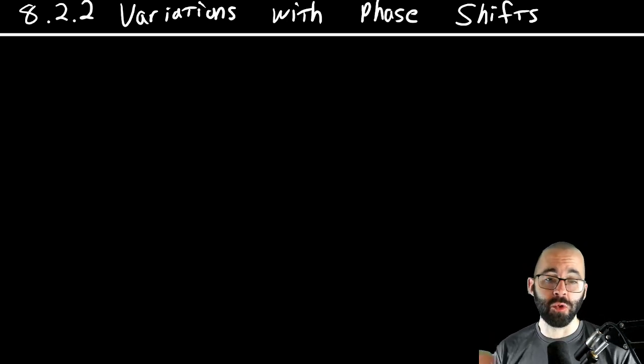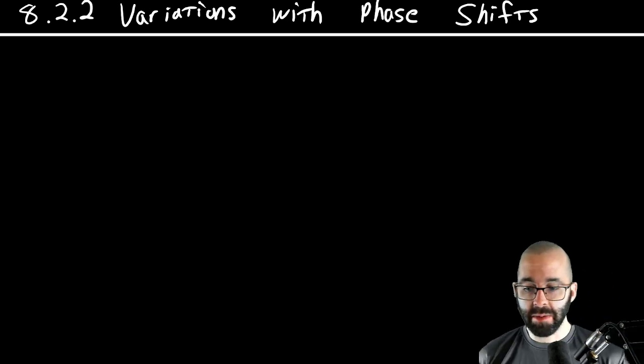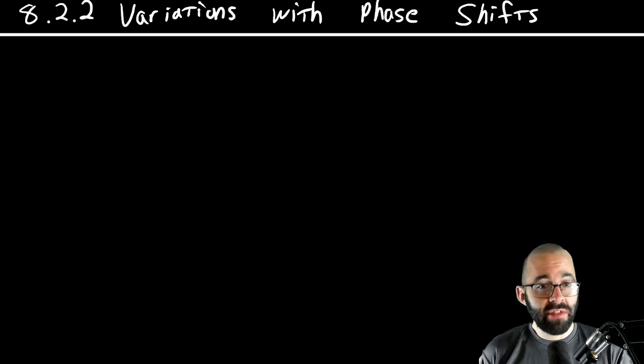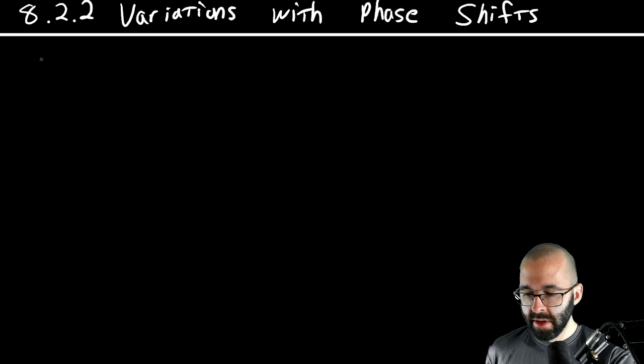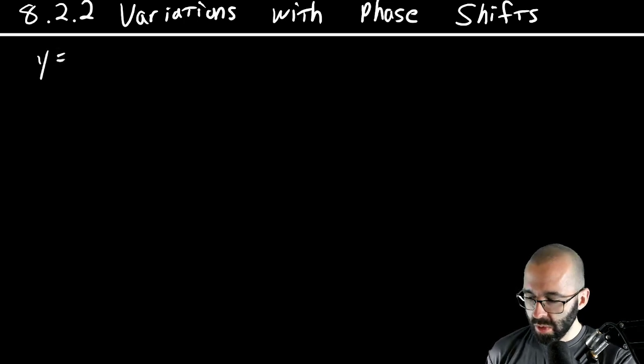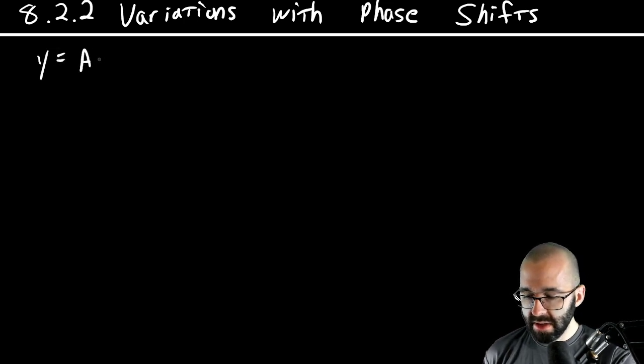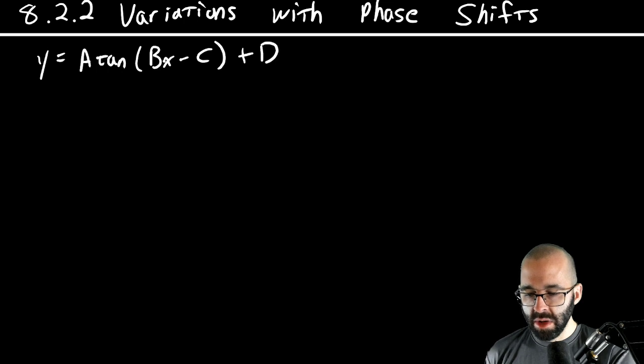All right, this next video is really going to tie in section 8.1, okay? We're going to talk about phase shifts, vertical shifts, and how everything kind of ties together. So just like we did in 8.1, we can look at tangent with all of these letters. A times the tangent of bx minus c plus d. And before, A was the amplitude, but now it's the stretching factor.